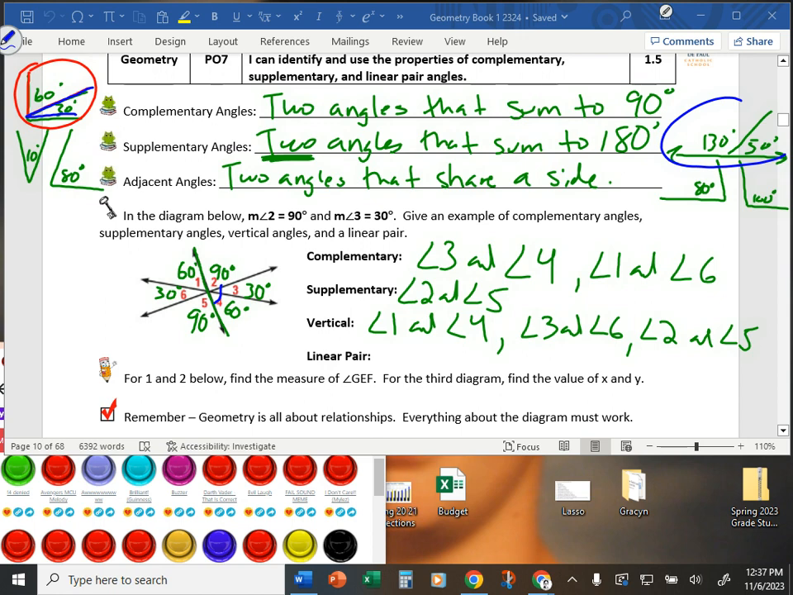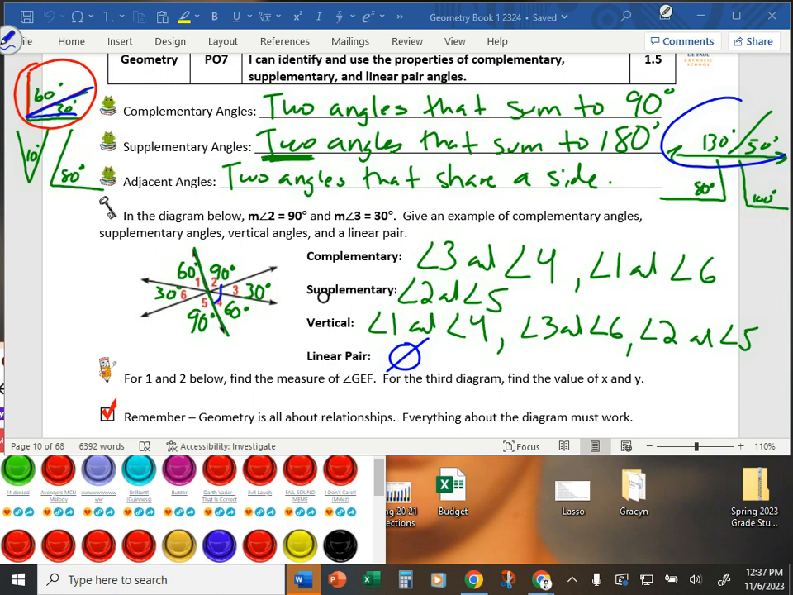Questions on complementary, supplementary, vertical angles, linear pairs? Colin? Does that mean that angle 1 and angle 3 are also complementary? Angle 1 and angle 3 would be complementary as well. Yes. And the same for 4 and 6? Yes, 4 and 6. You can also add those into our list.